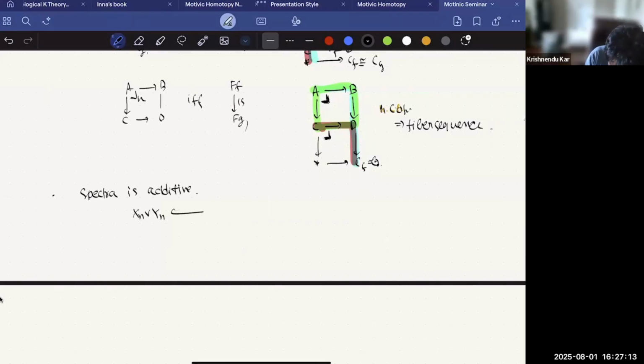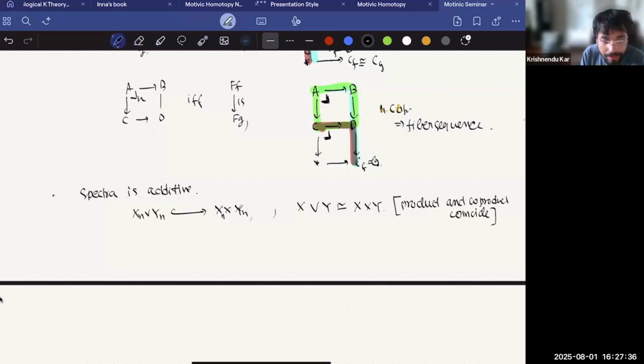So on the space level, I have this inclusion X_n to X_n cross Y_n. I want to prove this for X wedge Y to X cross Y. Your product and co-product coincide in spectra. Yeah. How do you show that?